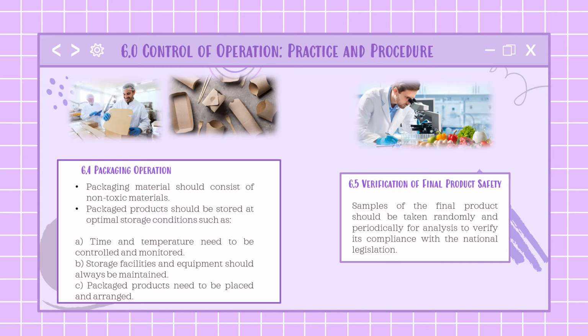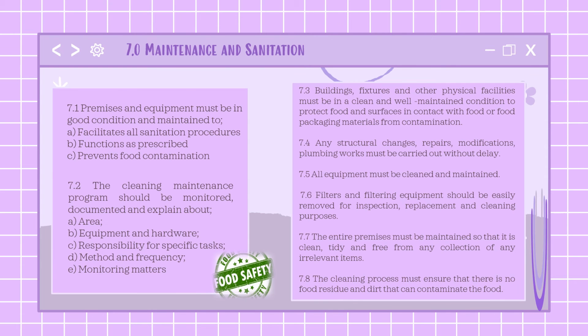Packaged products need to be placed and arranged so that they will not contact the floor and walls. Verification of final product safety. Samples of the final product should be taken randomly and periodically for analysis to verify compliance with the national legislation. Premises and equipment must be in good condition and maintained to facilitate all sanitation procedures, function as prescribed, and prevent food contamination.